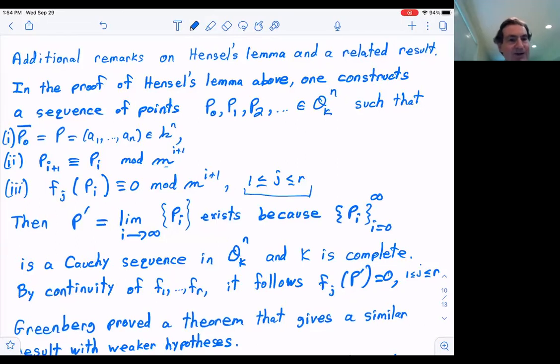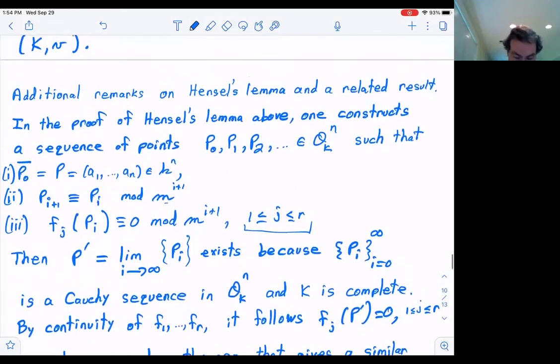And then using continuity of the polynomials f1 through f sub r, so polynomials are continuous in this situation, it follows that p prime will actually be a non-trivial common 0 of our quadratic forms f1 through fr. So that's the way Hensel's lemma works. It's really a wonderful application, mixing point set topology and this material here.